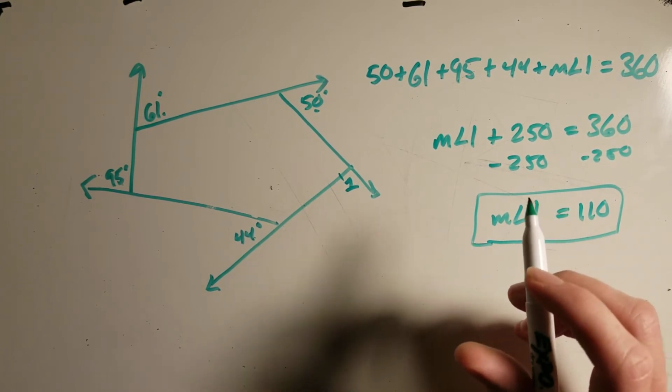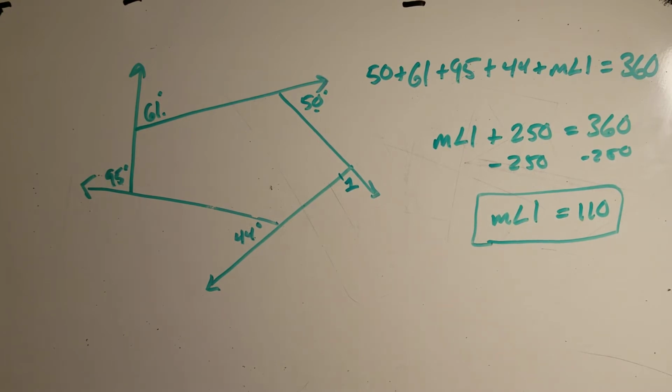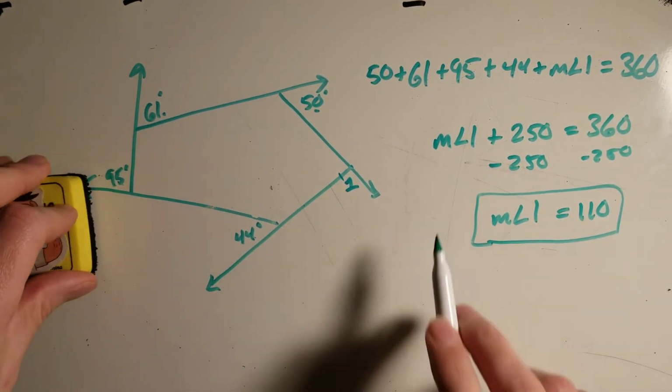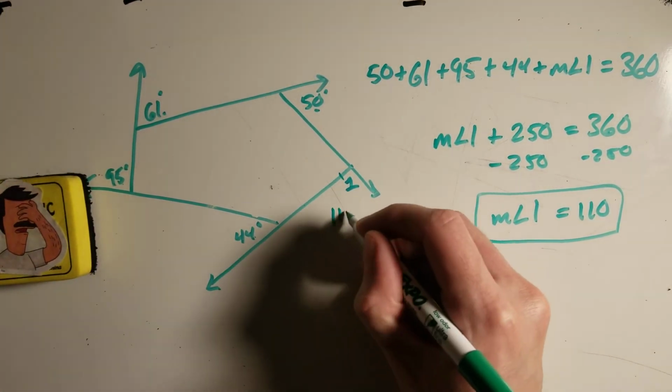So we can use this new property in polygons. All the exterior angles add up to be 360. We can use that to find missing measurements. So this would be 110 degrees.